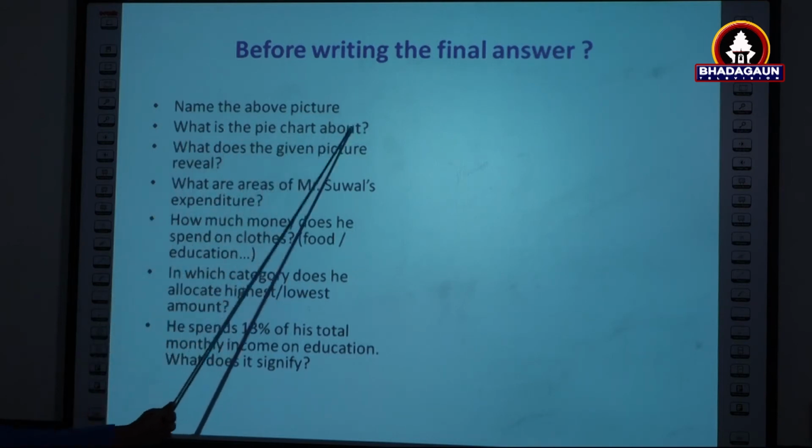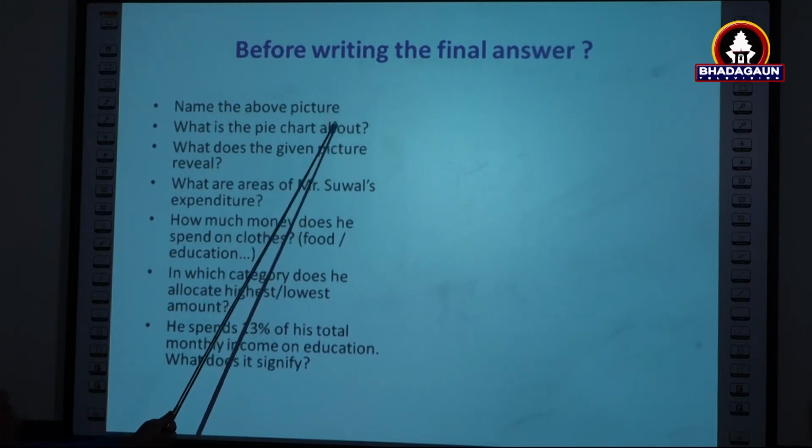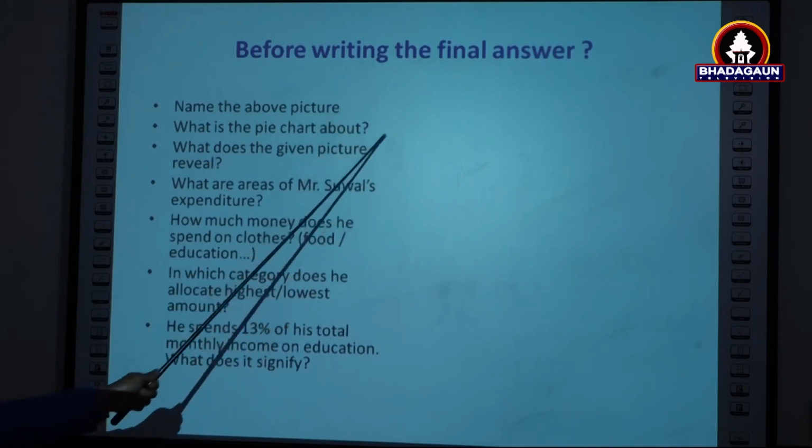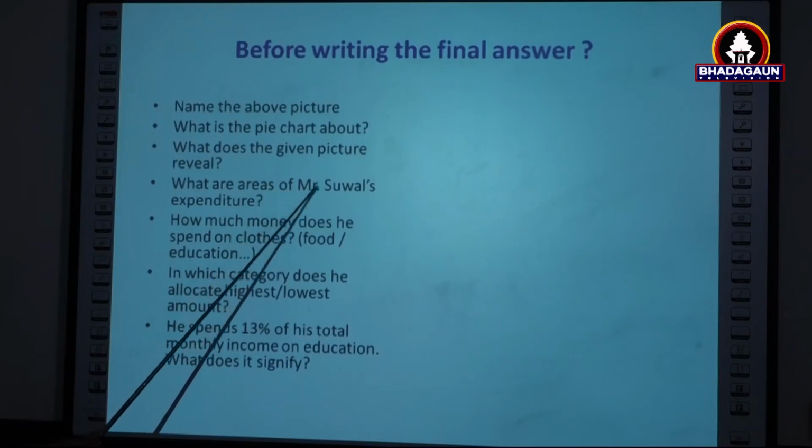What is the pie chart about? It was about the monthly expenditure of Mr. Suwal. What does the given picture reveal or show? You have to answer. Please make the answer to this question also. Write the answer to this question also. What are the areas of Mr. Suwal's expenditure? What are the areas besides saving?